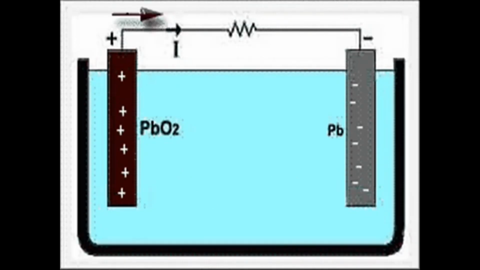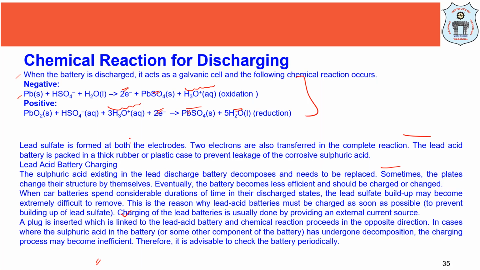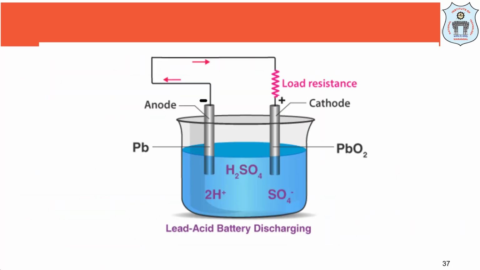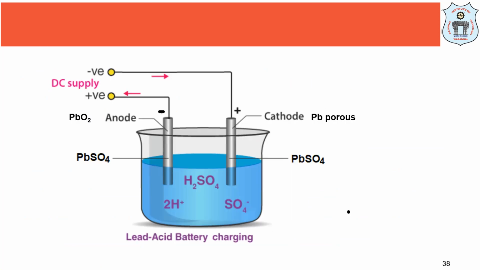And for recharging, we will disconnect the load and connect the positive terminal of a DC source to the lead peroxide electrode, and the negative terminal of the DC source is connected to the spongy lead electrode. So what happens to this?